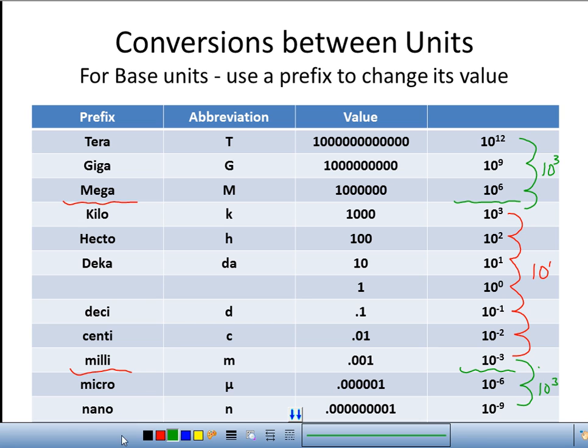Micro, nano, and, well, pico down here. You only use these when you're talking about really, really small things, like things on the microscope or things that you measure that are really, really small: micrometers, nanometers, picometers. Those are really, really small, like sizes of bacteria and things like that. That's where you get these.